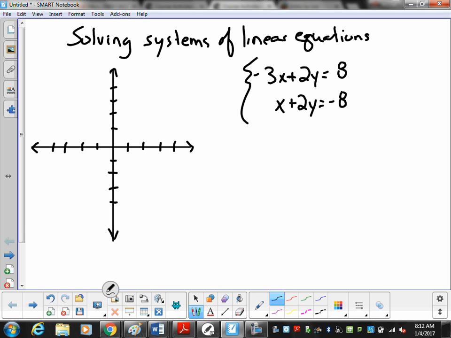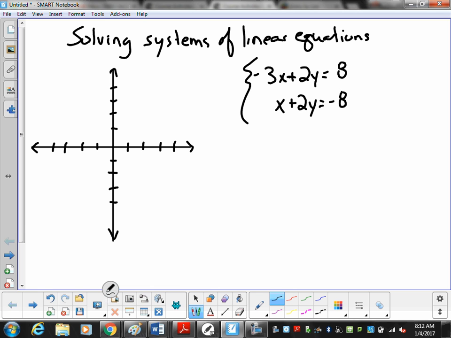What I'm wanting to look for is, once I graph these two equations, where do they meet? Where do they cross? Do they meet at all? If they're parallel and they run side by side, they don't have a solution. If they meet in one spot, they do have a solution.